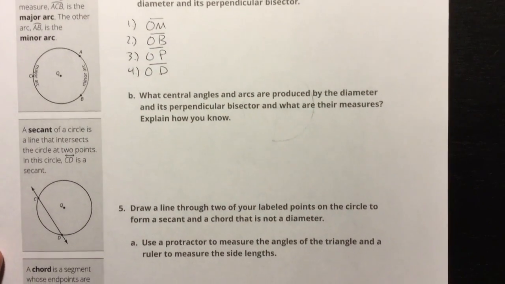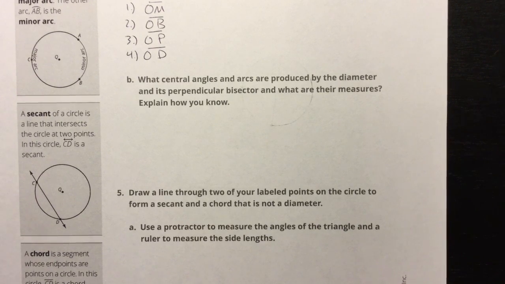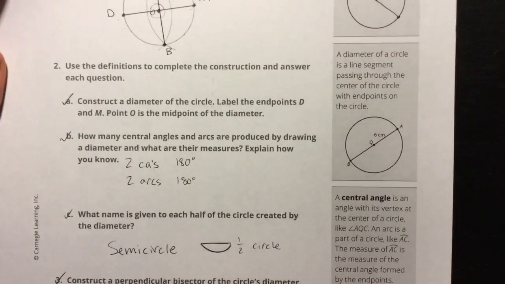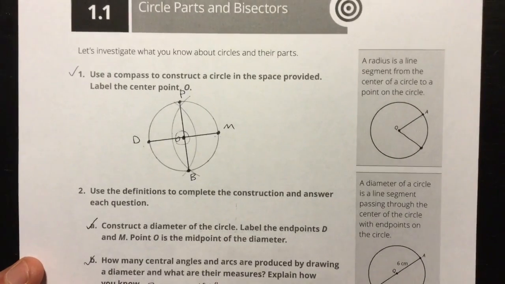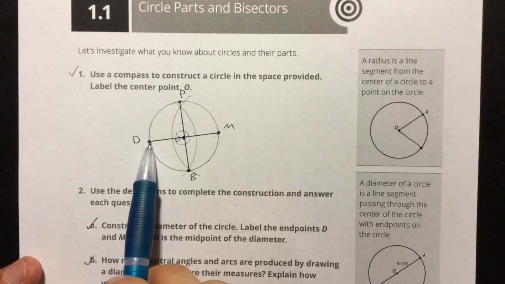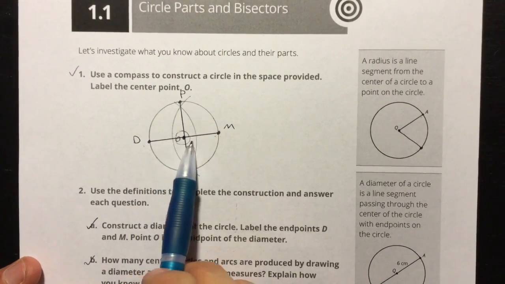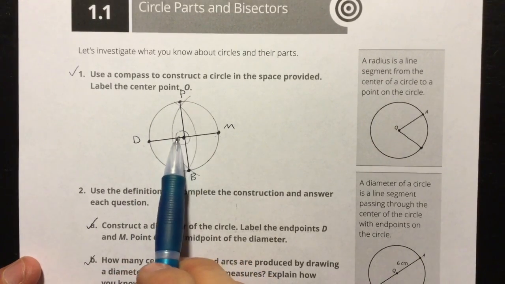So now for part B, what central angles and arcs are produced by the diameter and its perpendicular bisector, and what are their measures? Explain how you know. So this question, number 4 part B, is similar to number 2 part B, where it asks us how many central angles and arcs are produced, and then what are their measures. So now we've added a few new lines. Sorry, coming back to our circle that we've made. Originally we just had this line, and we said that we had 2 central angles, 1 and 2, and then we had 2 arcs, 1 and 2, and that their measures were 180 degrees.